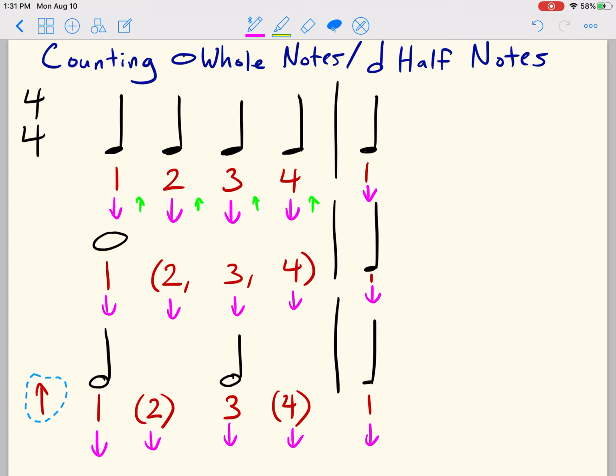Okay, now I'm going to count the half notes for you. 1, 2, here I go. 1, 3, 1. Try one more time. 1, 2, here I go. 1, 3, 1. I lost my little cursor there. I'll do it one last time. 1, 2, here I go. 1, 3, 1.